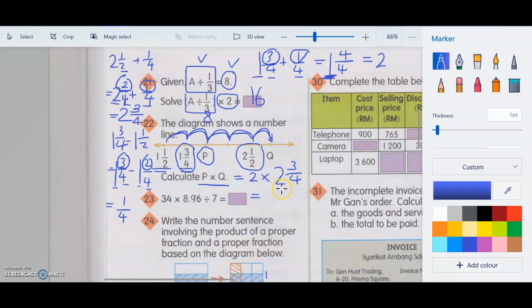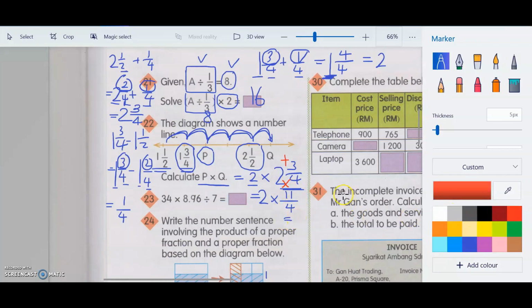So what you have to do is change this to an improper fraction. How do we do that? We times and then we plus. So this 2 here remains 2. We don't do anything first. We change to improper fraction first. 4 times 2 is 8. 8 plus 3 is 11. Then the bottom number is the same.